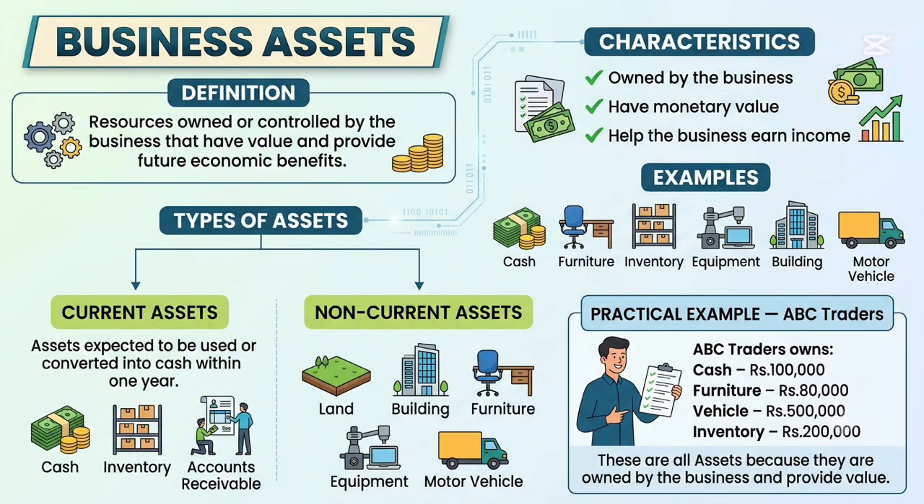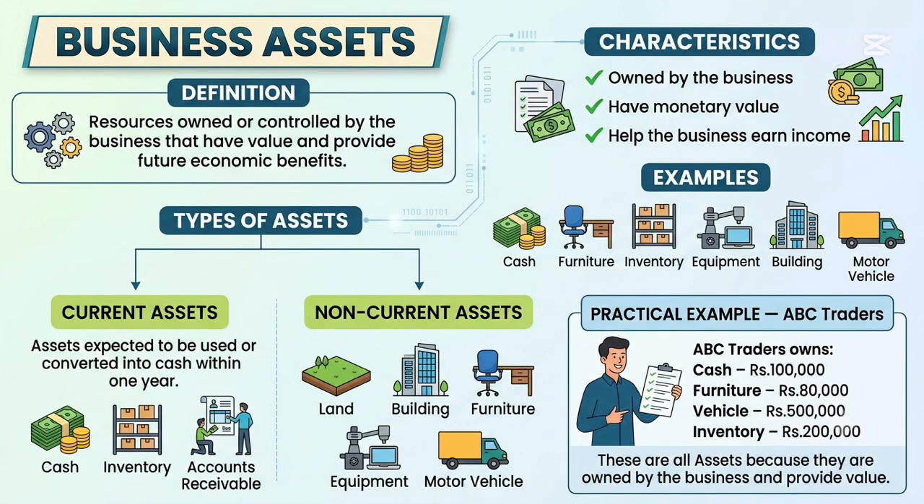Now that we know what assets are, let's see how assets are classified. Assets are divided into 2 categories: current assets and non-current assets. Current assets are expected to be used, sold, or converted into cash within 1 year. Examples include cash, inventory, and accounts receivable. Non-current assets are assets that are used for more than 1 year. Examples include land, buildings, furniture, equipment, and motor vehicles. This classification helps businesses organize their financial information more effectively.